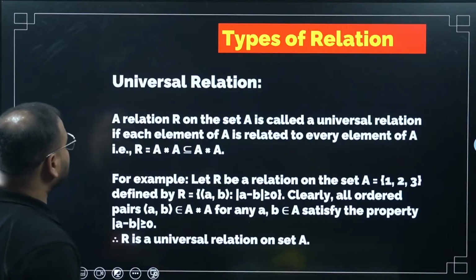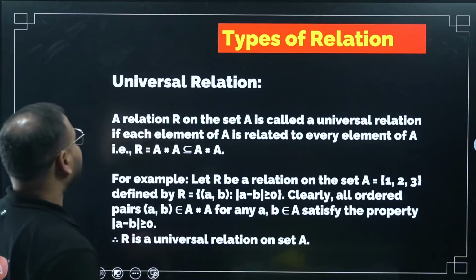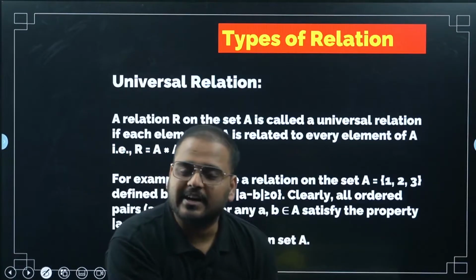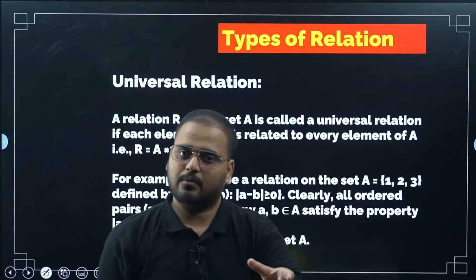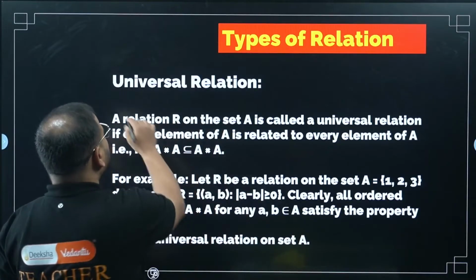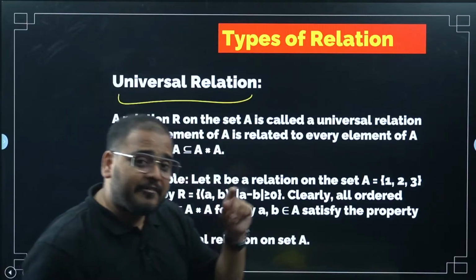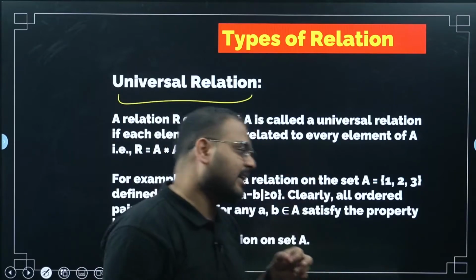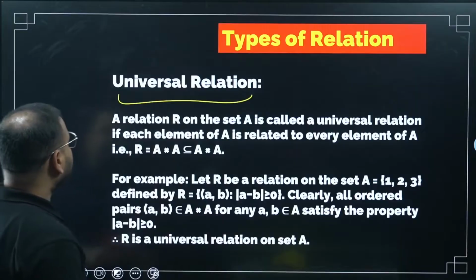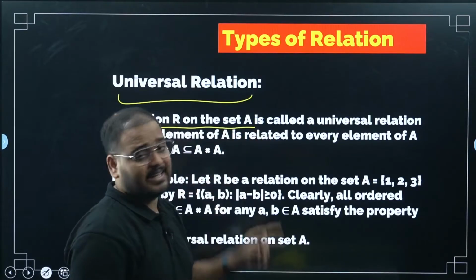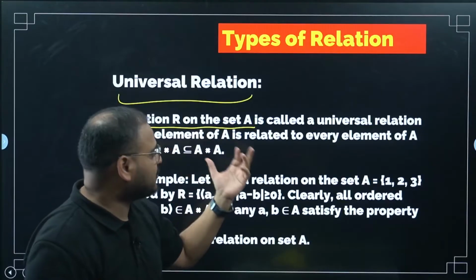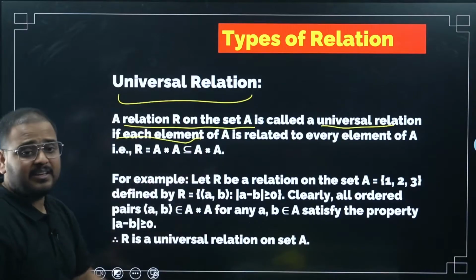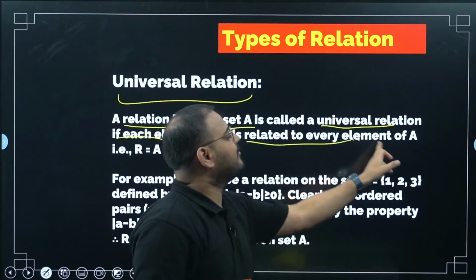Let's get going. Types of relation part 2, we have just the opposite of it: the universal relation. In the previous one, no element of set A was related to any other element of set A. In this case, universal relation means each and every element of set A will be related to every other element in set A. A relation R on set A will be called a universal relation only if each element in set A is related to every element in set A.